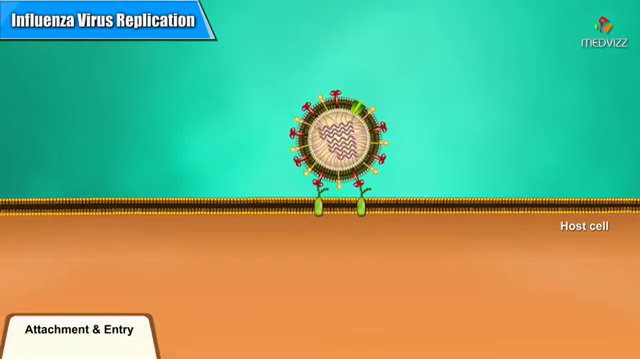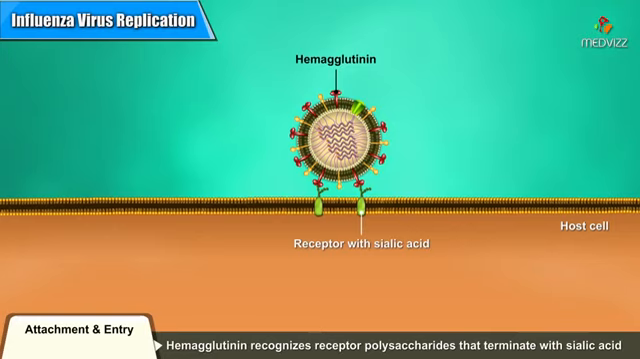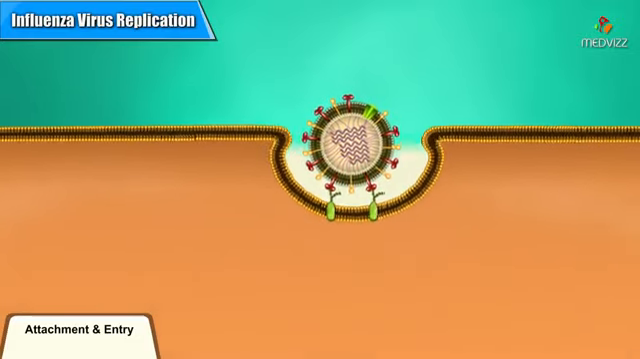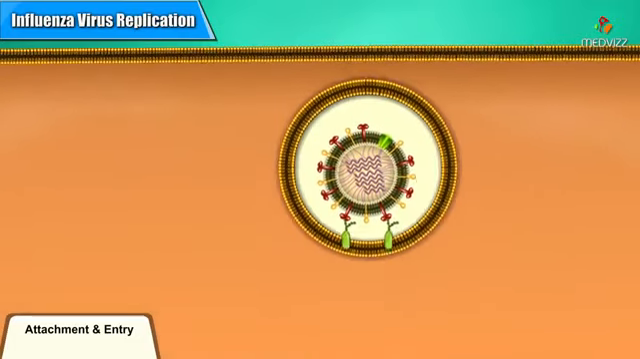An influenza virus attaches to a cell when hemagglutinin, one type of protein in its viral envelope, binds to a host receptor. Hemagglutinin recognizes receptor polysaccharides that terminate with sialic acid. The cell then takes up the virus by endocytosis.